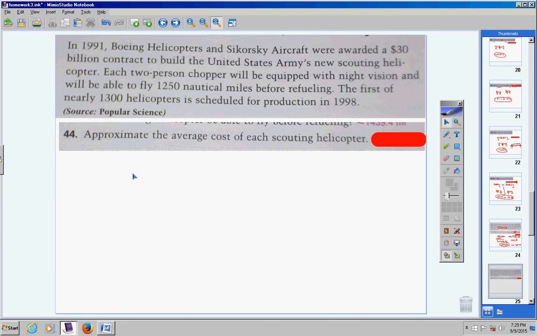Now, approximate the average cost for each scouting helicopter. Not too hard to do, guys. Really, I mean, we know how much money they were given. They were given $30 billion. And they're making how many? 1,300. So all that you have to do is take 30 billion and divide that by 1,300 to see how much each helicopter cost, because the total cost is 30 billion and we're making 1,300 helicopters.